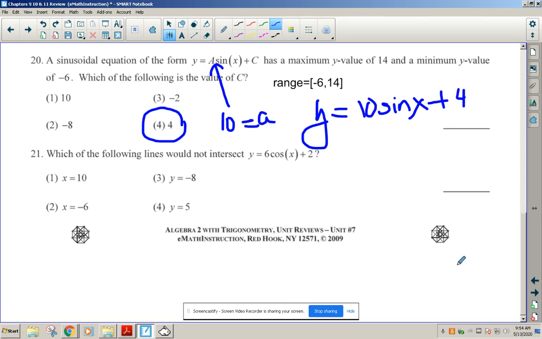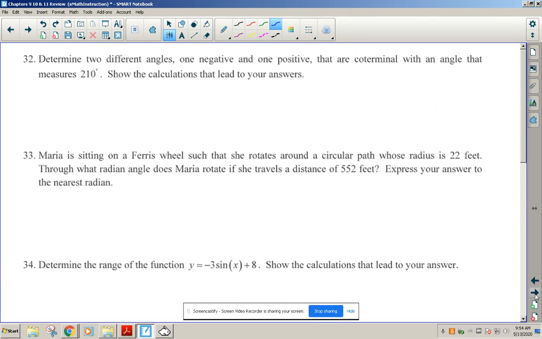Sorry that I got a little tongue-tied there for a second. Okay, so the pages were out of order. That, again, I apologize for. I don't know how that happened, but let's just move on from here. Now we're on 32. Determine two different angles, one negative and one positive, that are coterminal with 210.